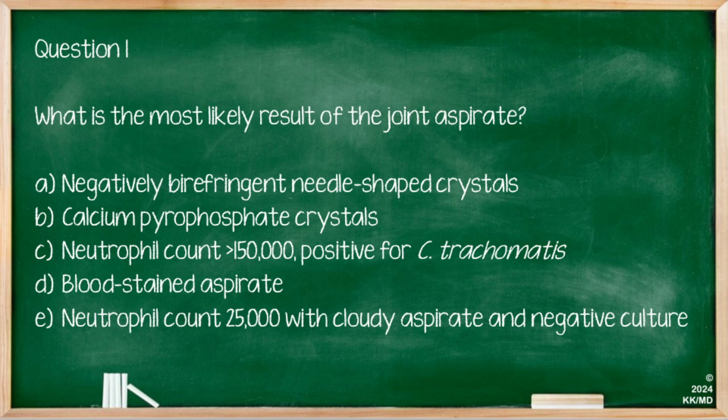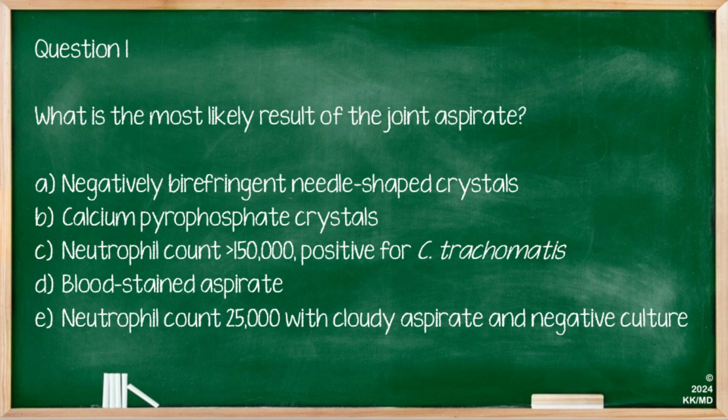If you'd like to know more about gout, you can click on the link at the top of the screen right now to take you to our video. Answer B is calcium pyrophosphate crystals. This is a classic finding in people with pseudogout or calcium pyrophosphate disease. If you'd like to know more about this, click on the link at the top of the screen, which will take you to our rheumatology video on CPPD.